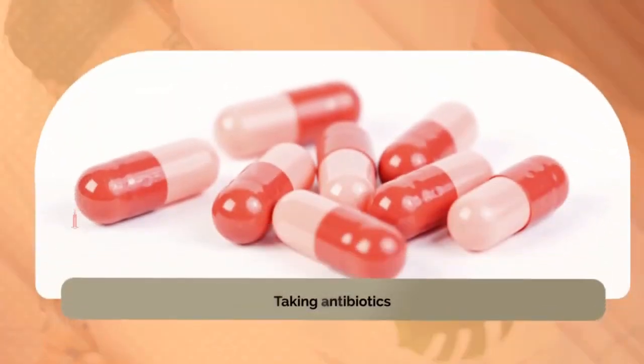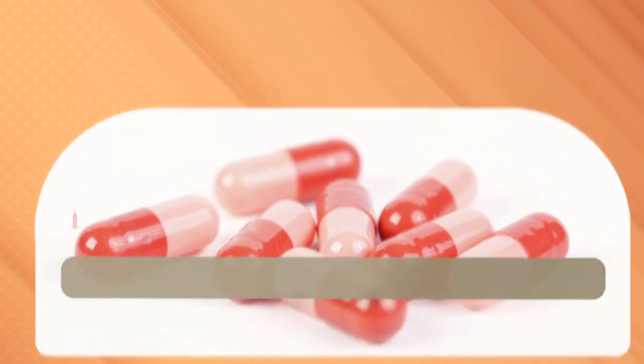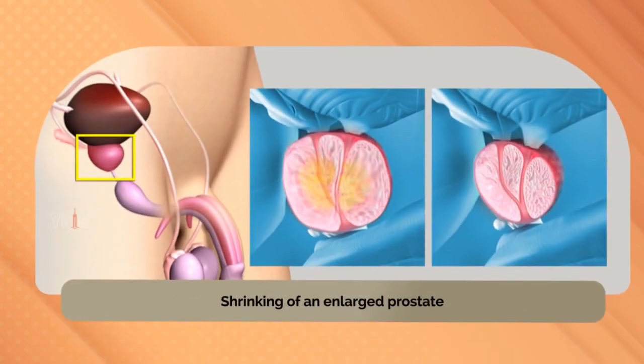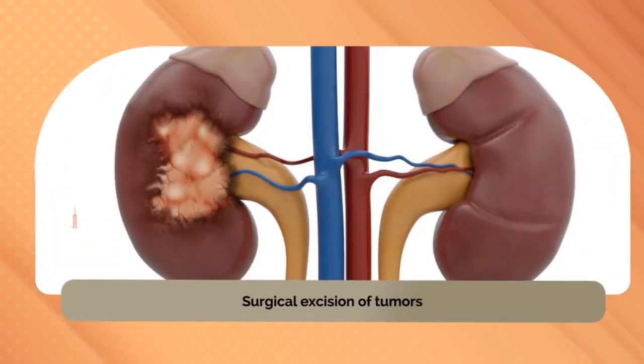Treatment. Treatment typically involves treating the condition causing the hematuria, including taking antibiotics to eliminate a urinary tract infection, shrinking of an enlarged prostate with prescription medications, use of shockwave therapy to break up any kidney or bladder stones, surgical excision of tumors affecting the kidney or bladder.